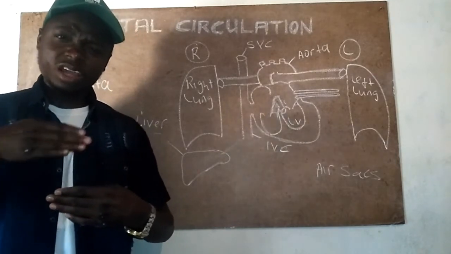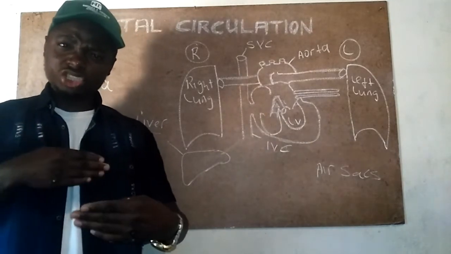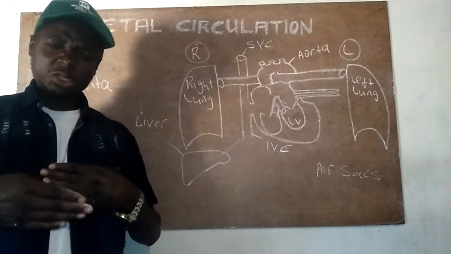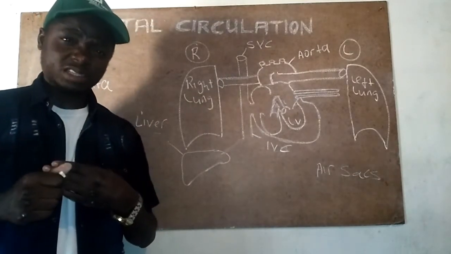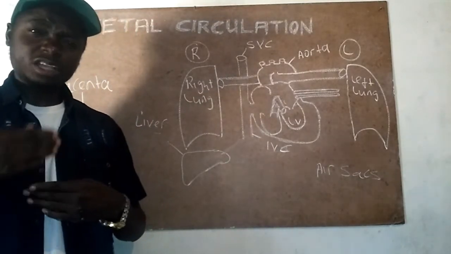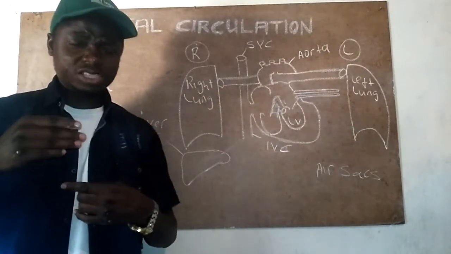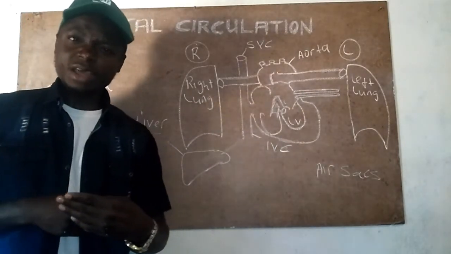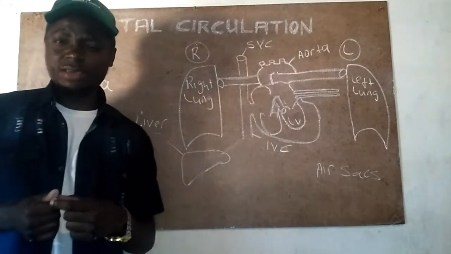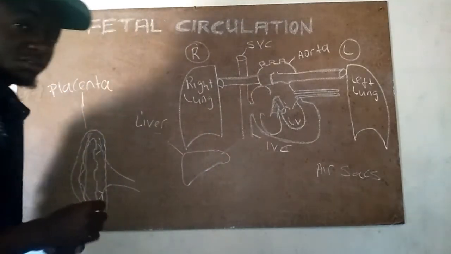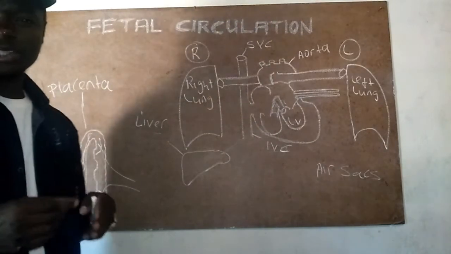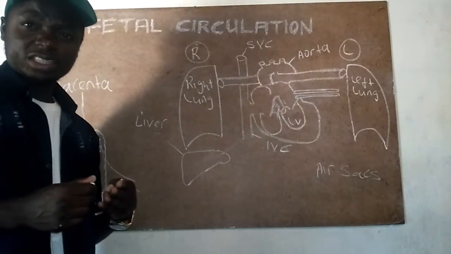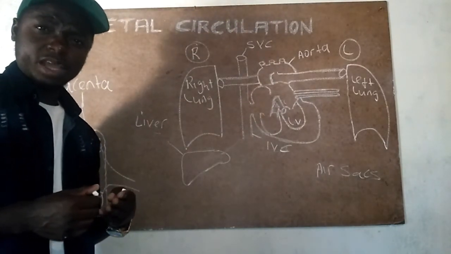It is only through that medium that the mother's oxygen is going to diffuse into the blood of the fetus, and also the carbon dioxide from the fetal blood is going to diffuse into the mother's blood to be excreted by the mother's body. So it's very important to notice that in the placenta, the mother's blood and the fetal blood do not mix.